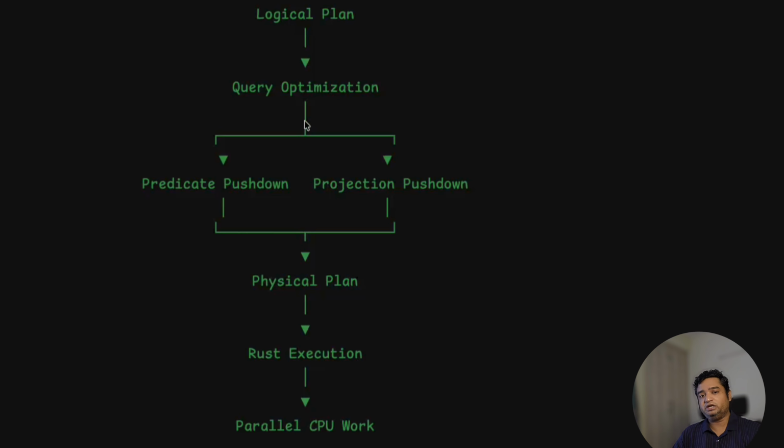Then, from the logical plan, it will create the query optimization, like predicate pushdown or projection pushdown, and then it will create a physical plan, which gets submitted to the Rust execution. In normal Python, there is no such way of a logical or physical plan being created, or query optimization being done in the backend. But when you're using Polars, the query optimization is also handled by the Rust engine, by the Polars framework itself.